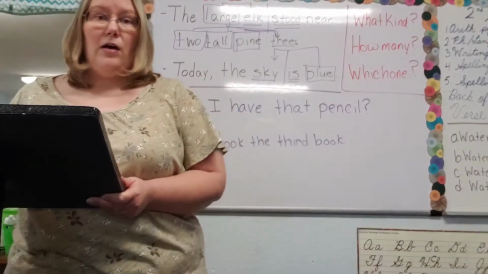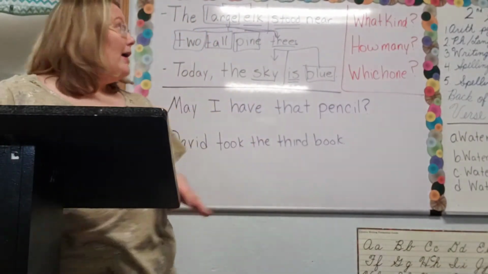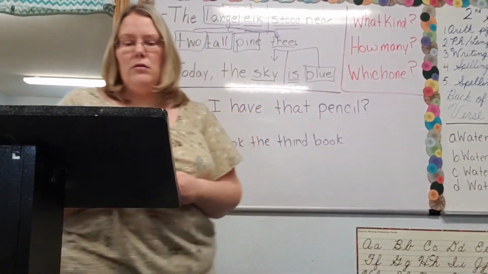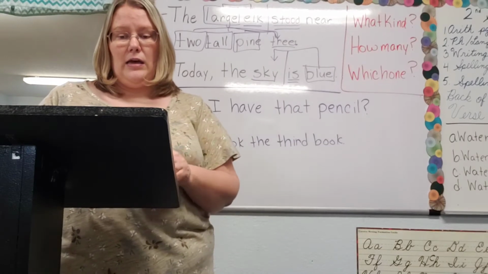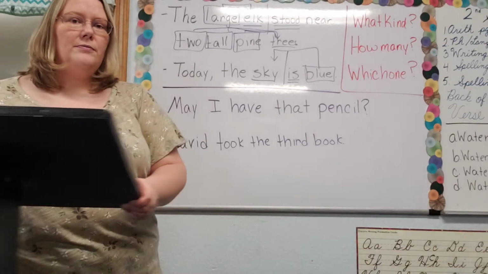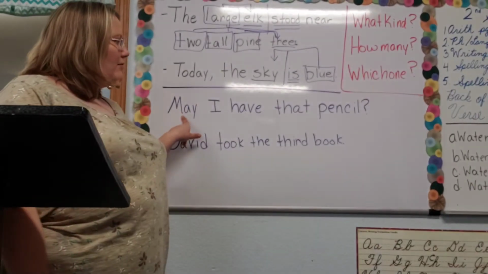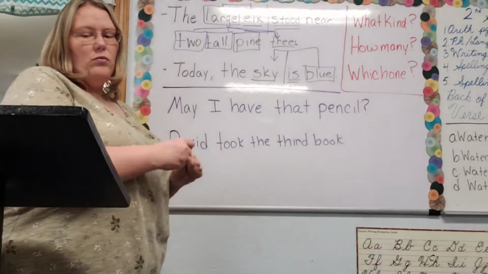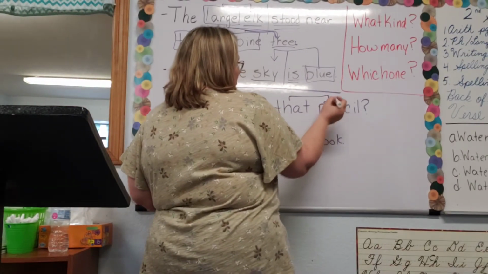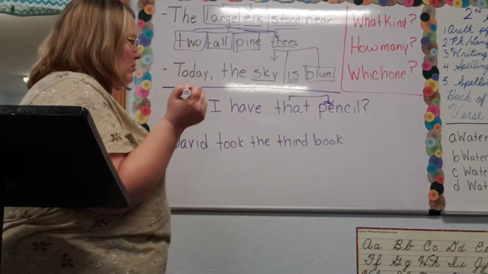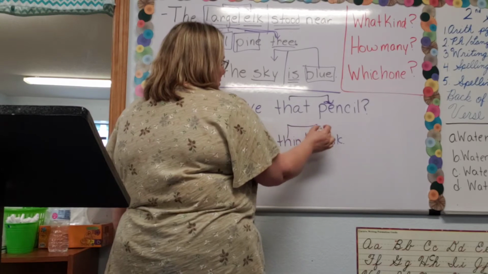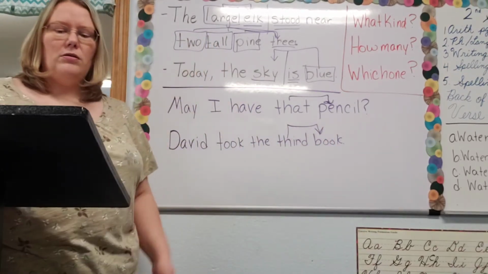So we've talked about what kind, we've talked about how many, and now if you can see, our next question is which one. So with our adjectives, we can ask ourselves what kind, how many, and then which one. Our sentence here says, may I have that pencil? Okay, well, which pencil? That pencil. Okay, David took the third book. Book is our noun over here. So third is describing book. Which one? The third book.